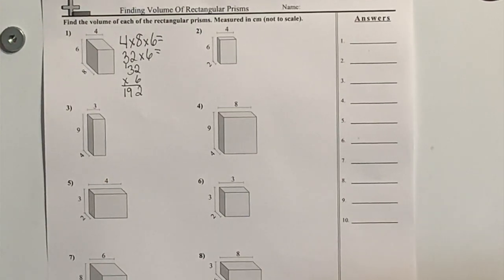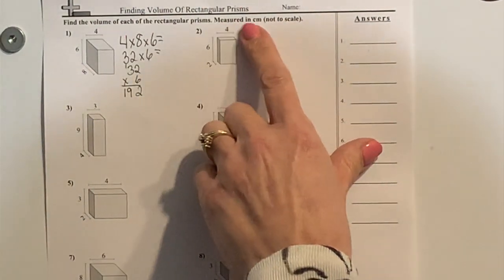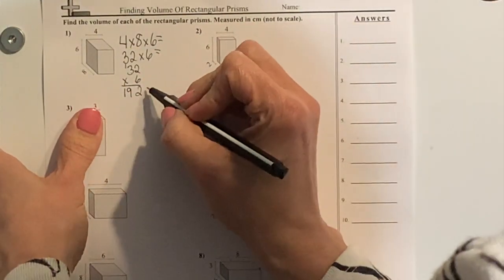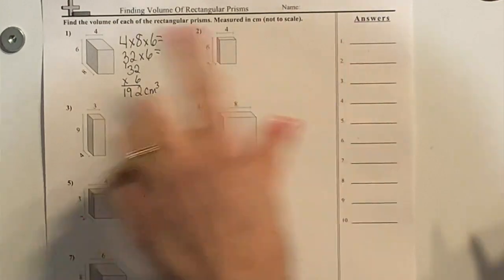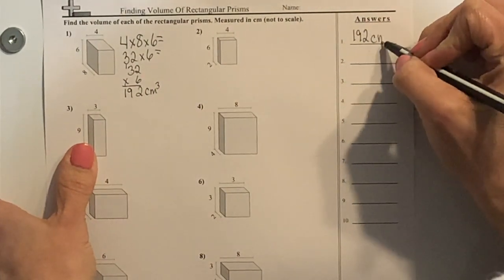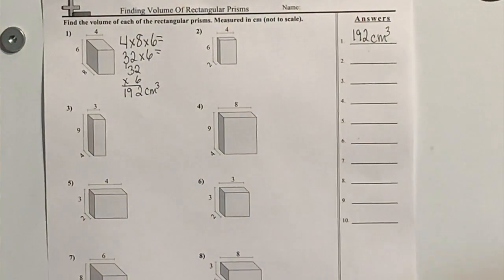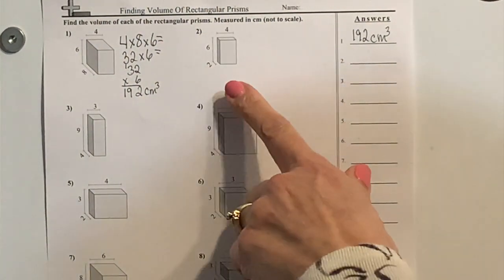Well, what I know about rectangular prisms is that when I'm measuring the capacity, I'm measuring that cubed because I use cubes to tell how much it's capable of holding. So I go up here and I look, and it says that it's measured in centimeters. So I'm going to be putting centimeters cubed, and then I go over here to number 1 and I write 192 centimeters cubed. All right, so that's how we found the first rectangular prism.